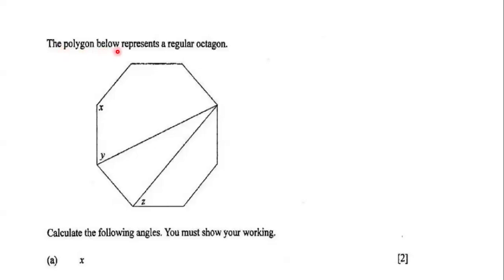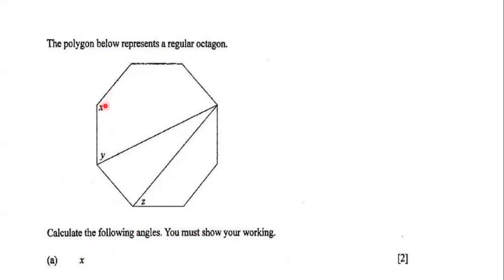The polygon below represents a regular octagon. So here we have this diagram. Calculate the following angles, you must show your working. And so what we have to do here is figure out the size of angle X. If we notice here, angle X is right here, and angle X is an interior angle of this regular octagon.